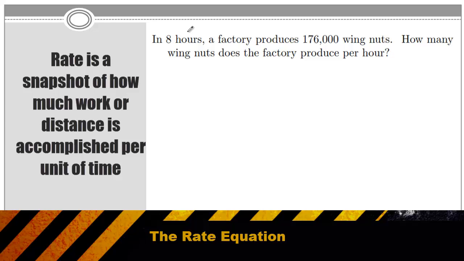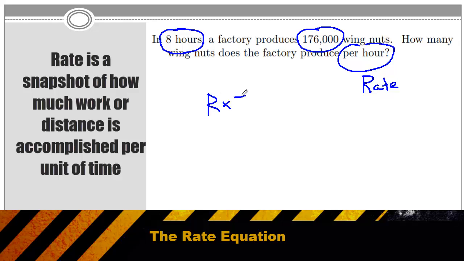So in this question they give us the hours and they give us the total work being done. And what they're asking for is the amount we get done each hour. In other words, they're asking for our rate. So we simply use the equation of our rate times our time is equal to our work.